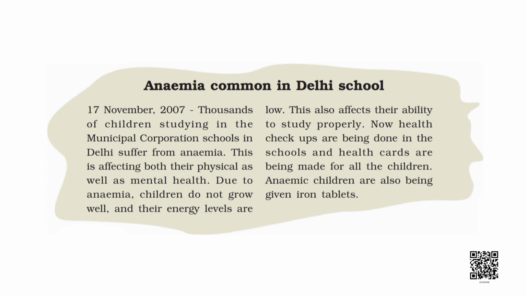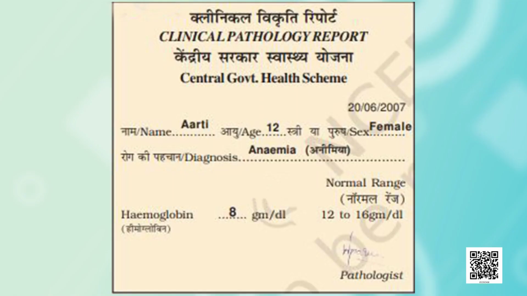Dear children, look at this report. Clinical pathology report, Central Government Health Scheme. Name Aarti. Age 12. Sex female. Diagnosis anemia. Hemoglobin is 8 grams per deciliter. Normal range is 12 to 16 grams per deciliter.